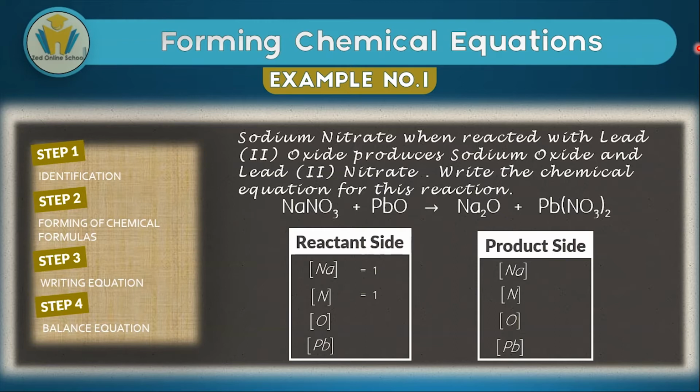Oxygen has got 4. If you see, in this sodium nitrate, we've got 3 oxygen, and in this lead 2 oxide, we've got 1 oxygen. Therefore, oxygen will be 3 plus 1, giving us 4. We only have 1 lead this side, and so we've got 1 atom. On our product side, we've got 2 sodiums, 2 nitrate. You can see there's a 2 outside here, meaning this 2 is affecting both.